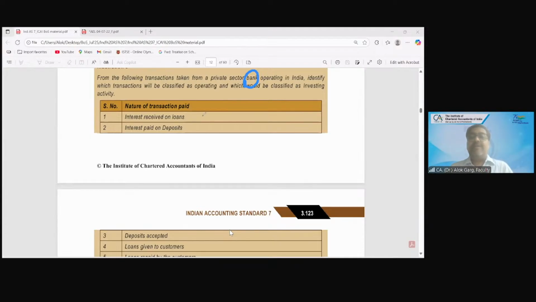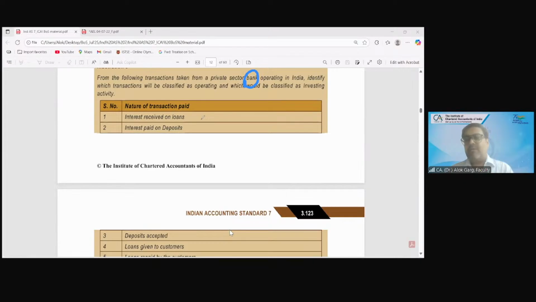So friends, interest received on loans, is it operating or investing for this bank? Operating. Interest paid on deposits. Operating, right? Because the customer has deposited money into the bank and the bank is paying interest on the deposit, while deposit is a liability for the bank. But it is the main operation. For another entity, if it has taken the money as a deposit, then that will be a financing activity. But for a bank, it is an operating activity. Deposit accepted. Operating.